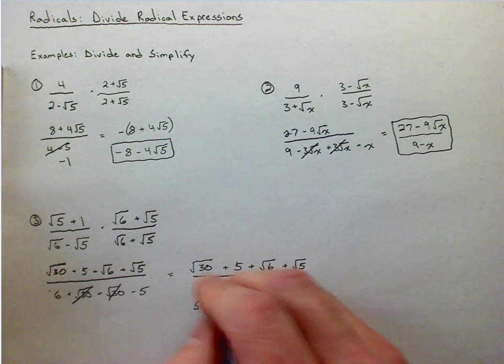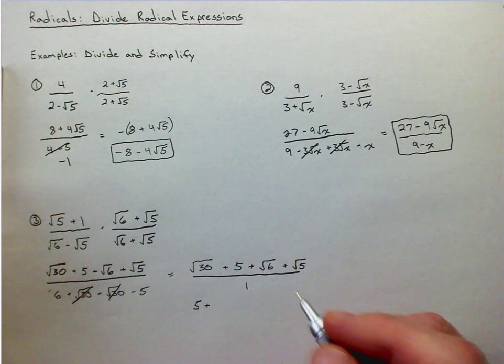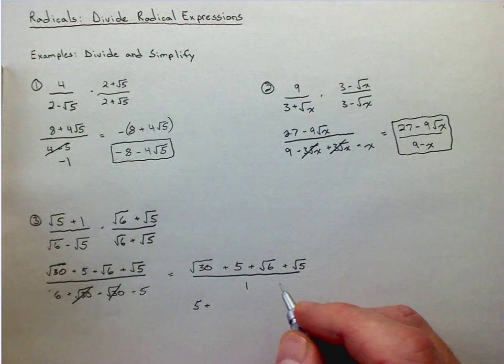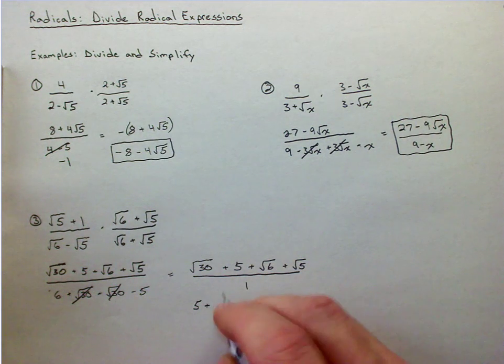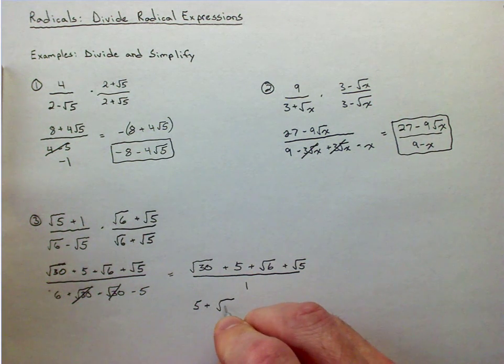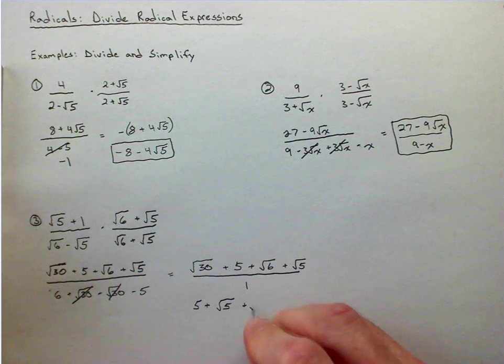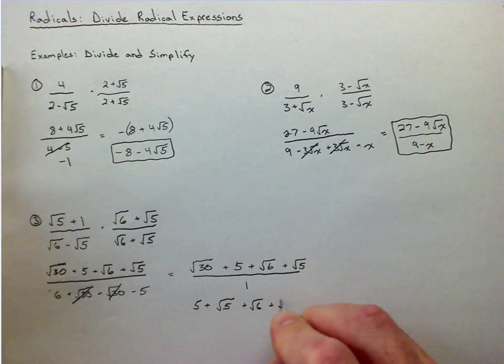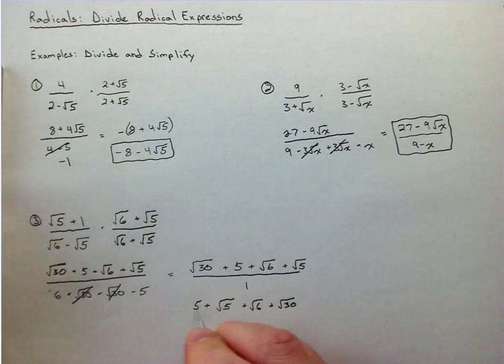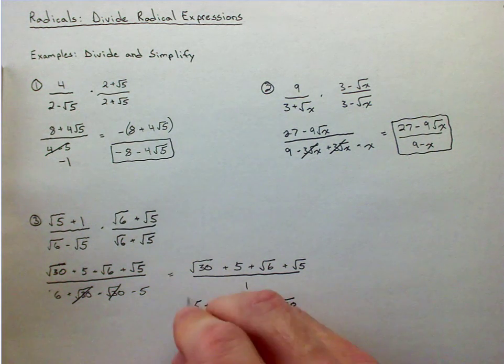I don't have a perfect square for it, like 4, 9, 16. And there's no rhyme or reason to how you write them out. Usually you put the constant first and then your radicals after. And that is your answer.